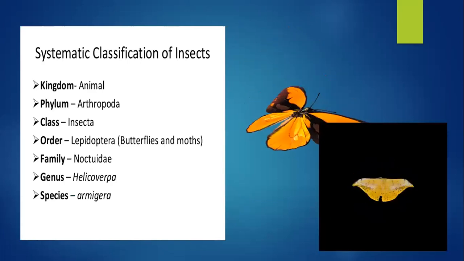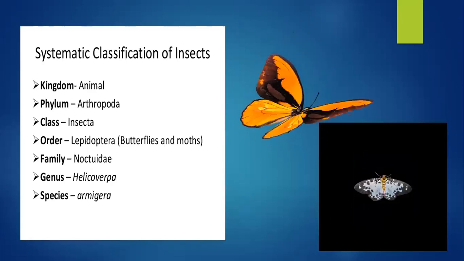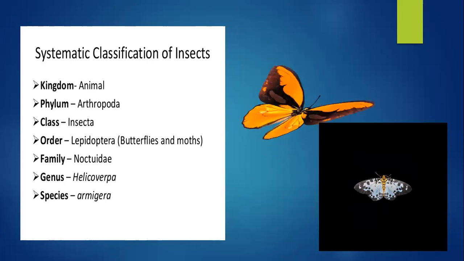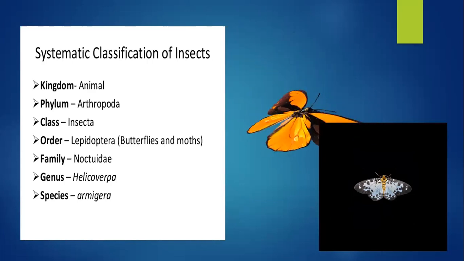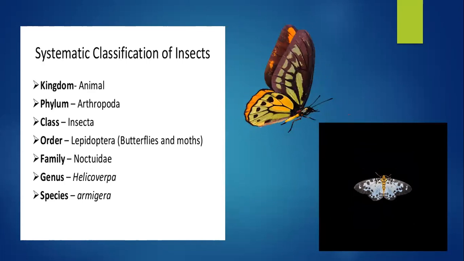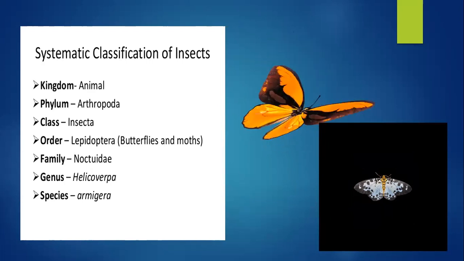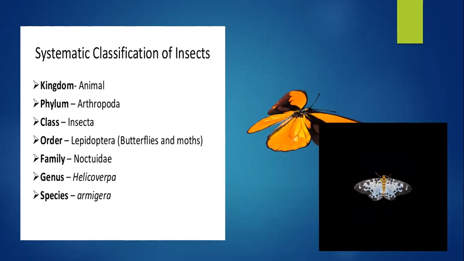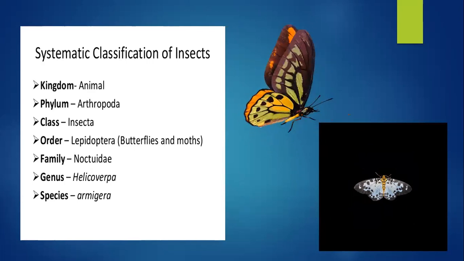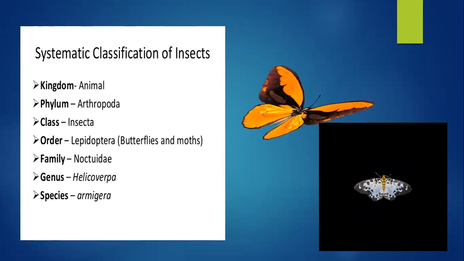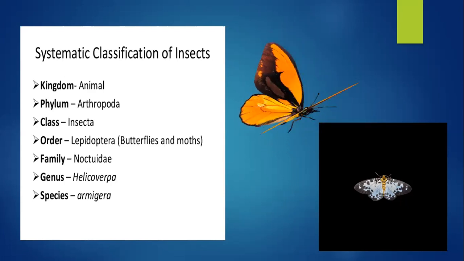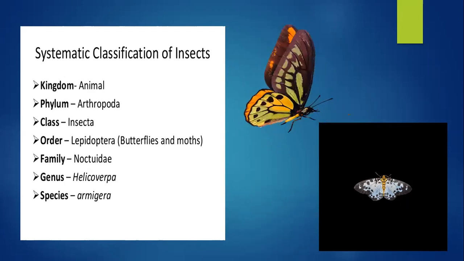So here I am showing the butterflies and moths. These butterflies and moths belong to the order Lepidoptera, family Noctuidae, genus Helicoverpa, species Armigera. This butterfly doesn't belong to the Helicoverpa genus. It's an example quoted here, and the species is Armigera. Okay, this is a moth. Helicoverpa armigera is a moth. It is a pest, an agricultural pest.